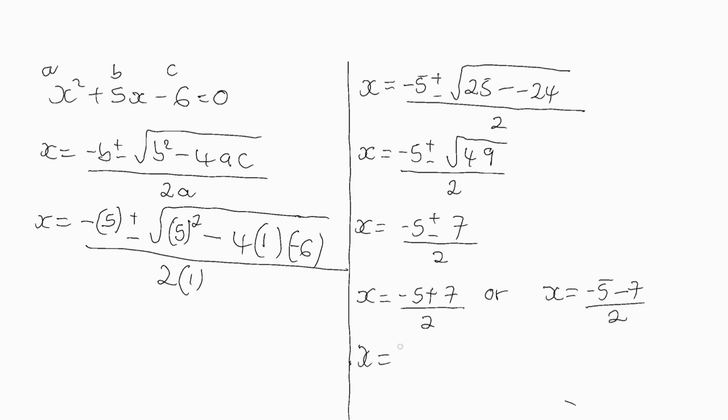So x is equal to -5 plus 7, that is 2 over 2. So x is equal to 1. Or x is equal to -5 minus 7, that is -12 over 2. So x is equal to -12 over 2, that is equal to -6. So now we have solved this quadratic equation using the quadratic formula. And as you can see, our answers are the same as when we were factorizing.